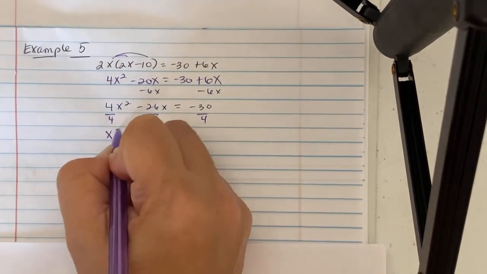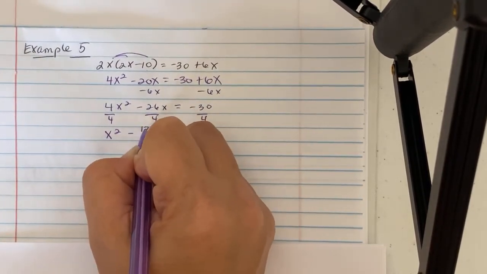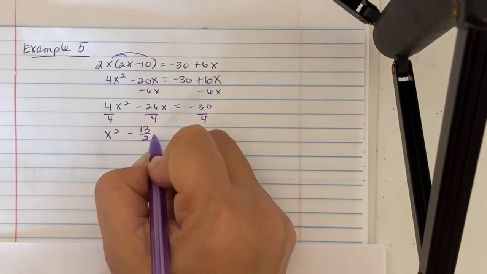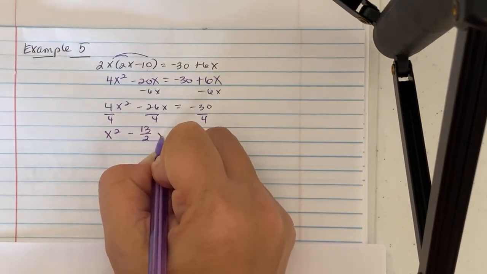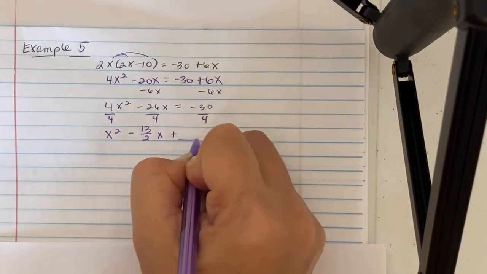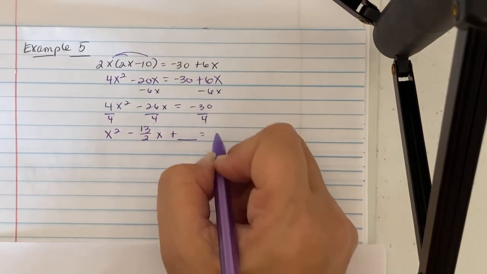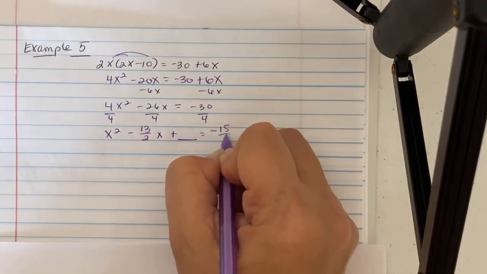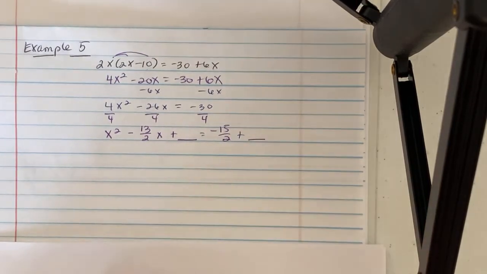So then we become x squared minus, I'm going to reduce my fraction, so it's going to be 13 over 2 with an x. Put my blank. I'm reducing my fraction, so I become negative 15 over 2, and I'm adding my blank.